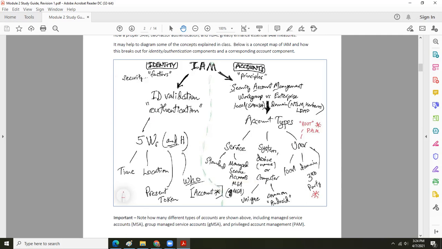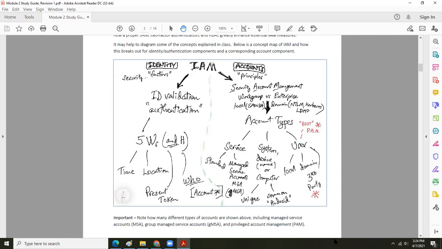Security factors are used to authenticate someone's identity. That's over here. Where do you find PAM? Over here on the account side. When we say factors, we're talking about identity. When we say principles, we're talking about accounts and groups. So PAM is a component, it's a security principle that's a part of accounts management. It's not a part of the identity component. The identity component is on this side.